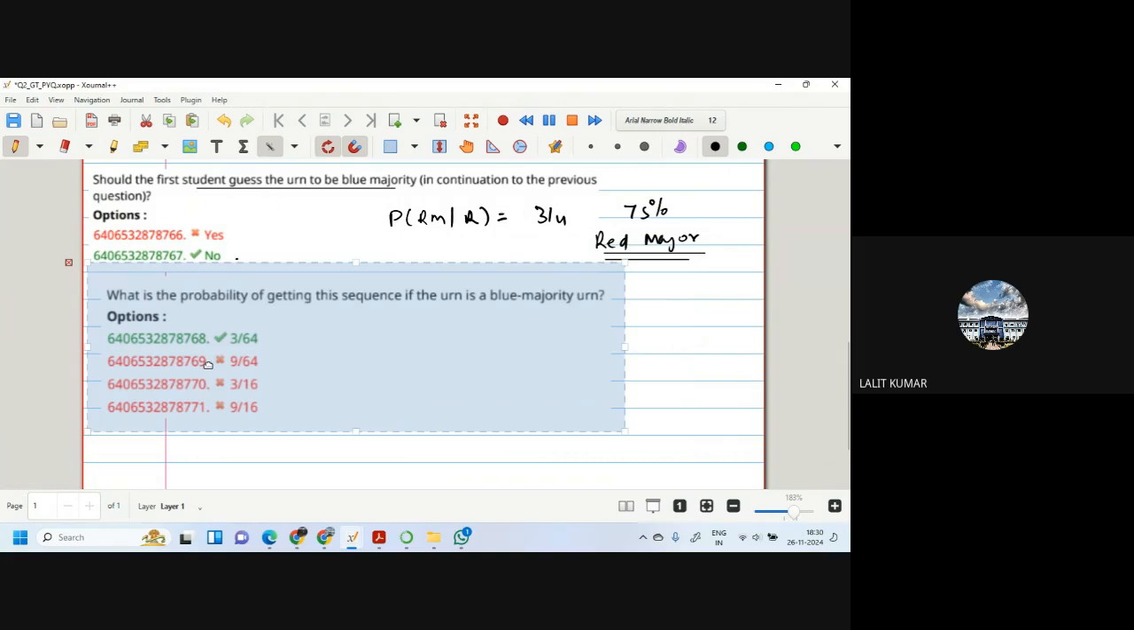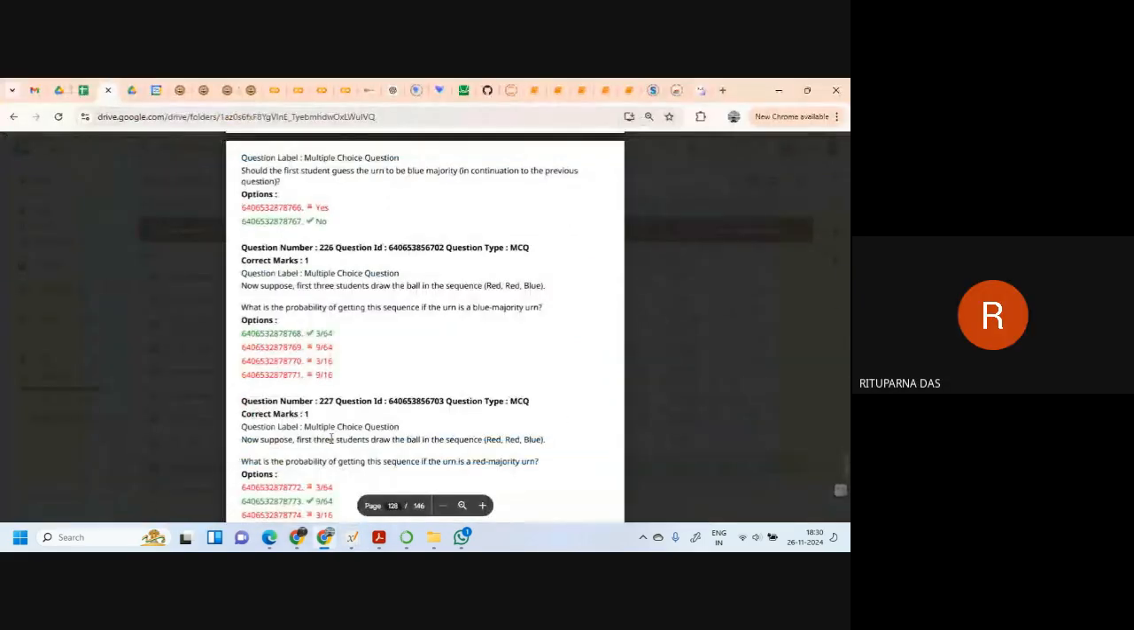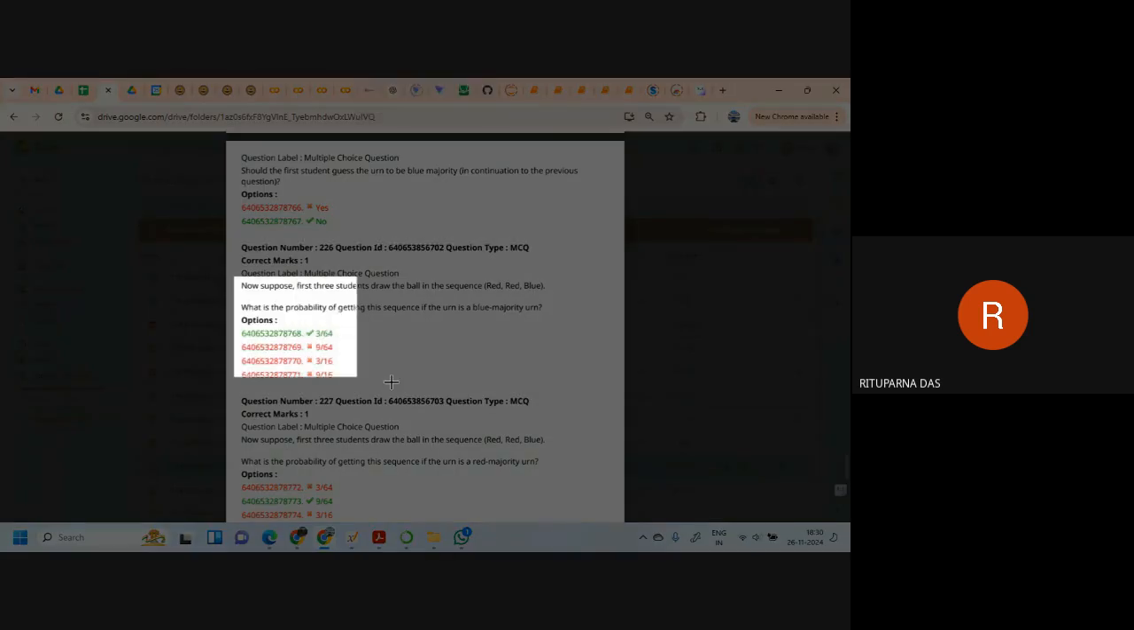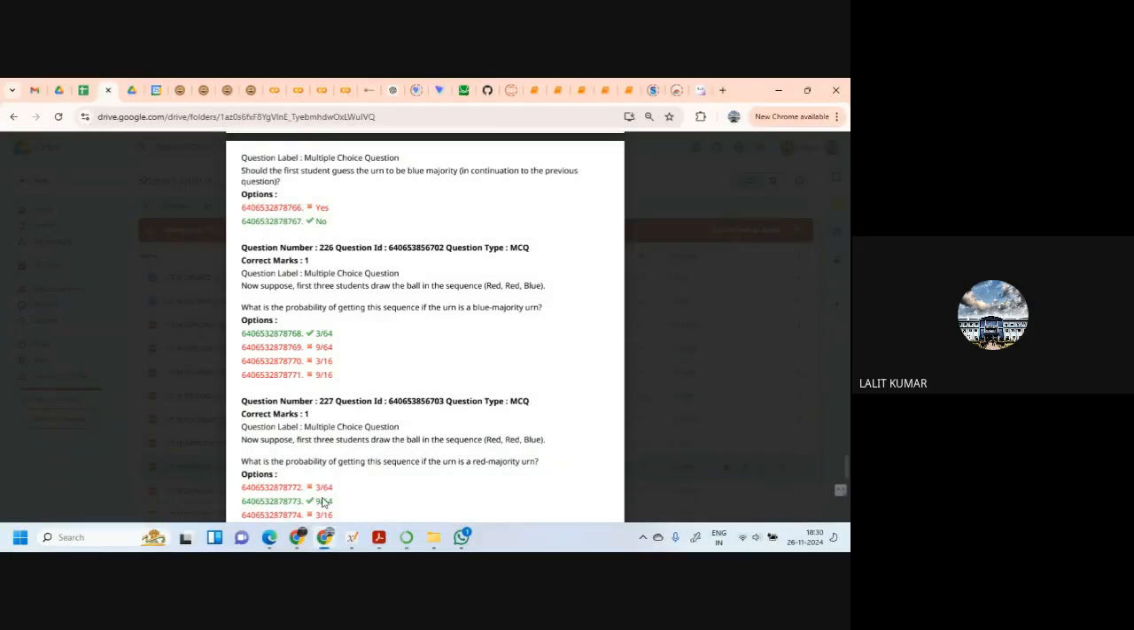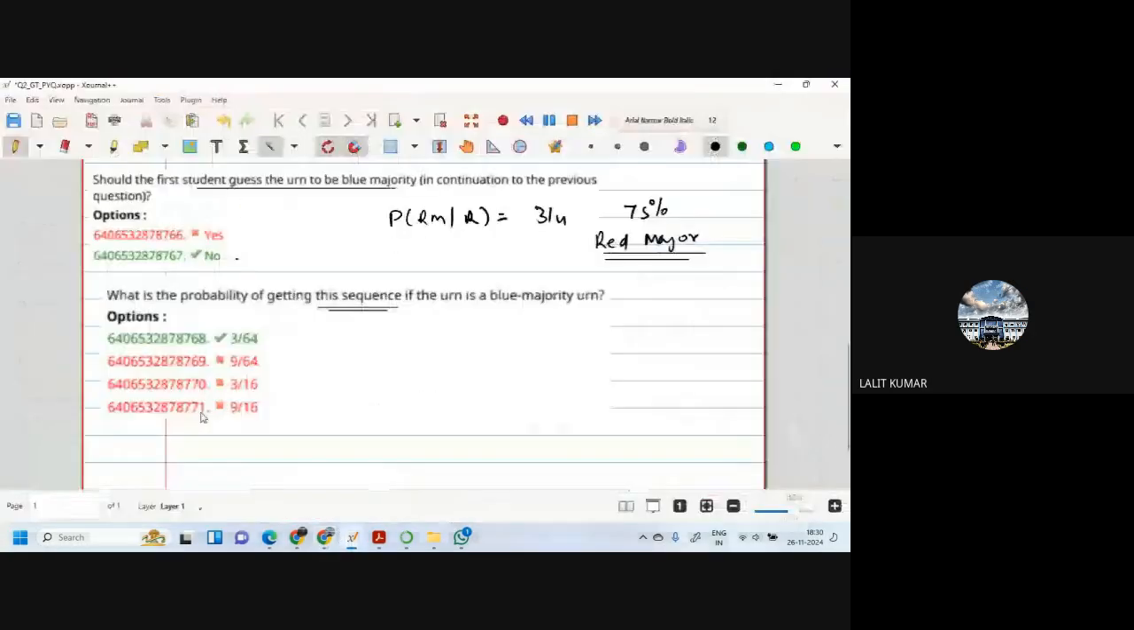Now, what is the probability of getting this sequence if the urn is a blue majority urn? So this sequence, okay, they have not written what the sequence is. It was red, red, blue, no? Yes, red, red, blue, sorry, I didn't copy and paste the full thing. So I will do that.